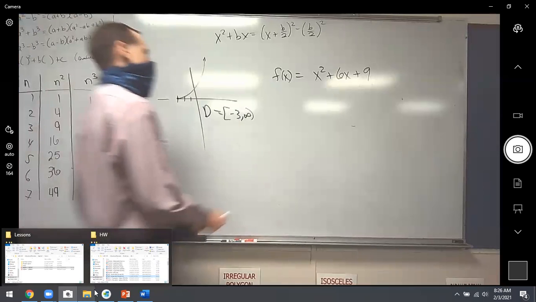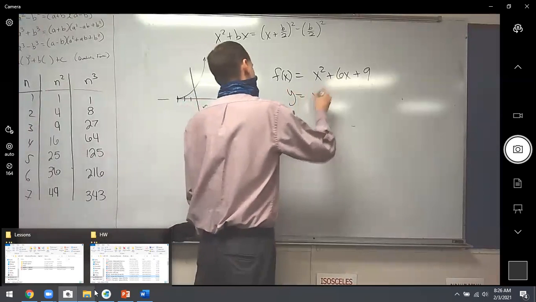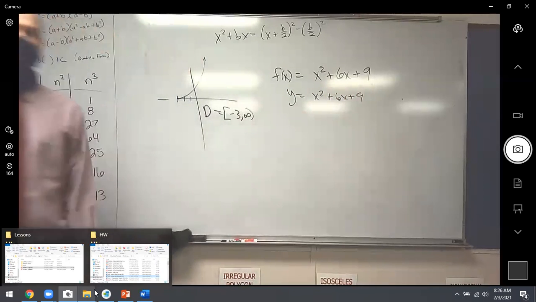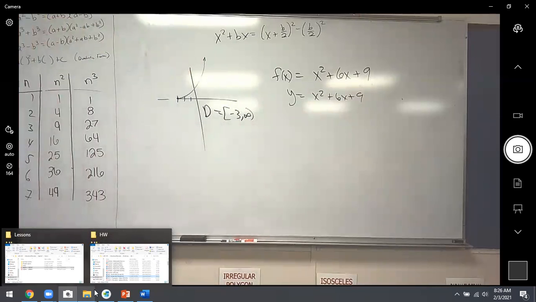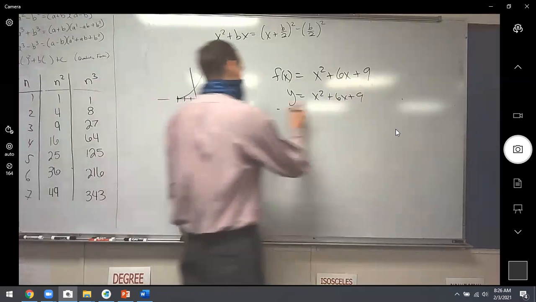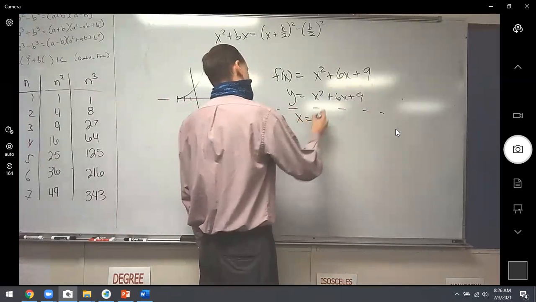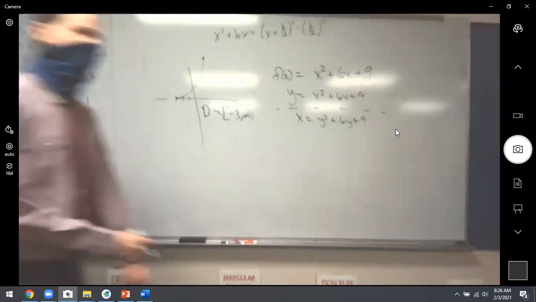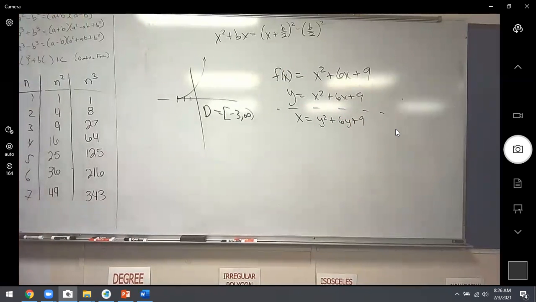Let's find the inverse now. Here we go. Same procedure as last time. We're going to call this thing y. And once I call y, then we're going to switch our x's and our y's. As soon as you switch your x's and your y's, you are in inverse world. So everything now is about inverses.